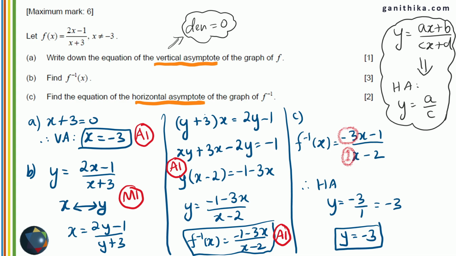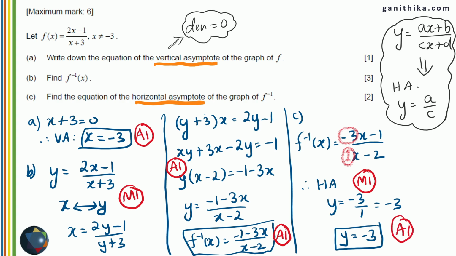Going for question C, marking scheme. You have 2 marks for that question. Method mark for applying a over c formula or any other method. For example, you could have applied extending to infinity method as well, limiting method for highest level students. That would also carry this method mark. But in this case, this method mark is for any method that you are using to find the horizontal asymptote.